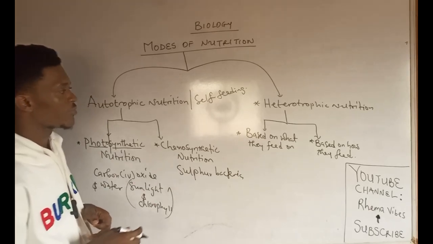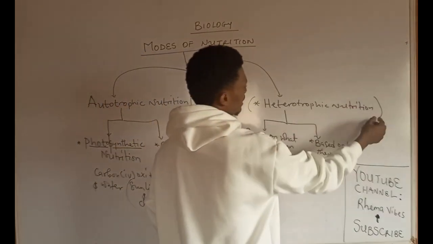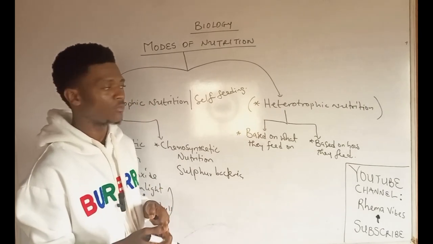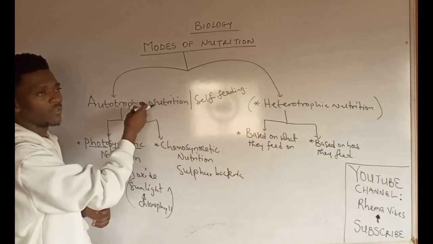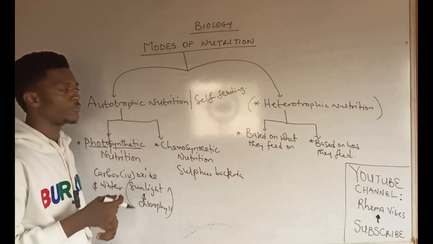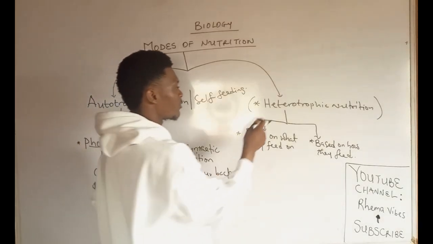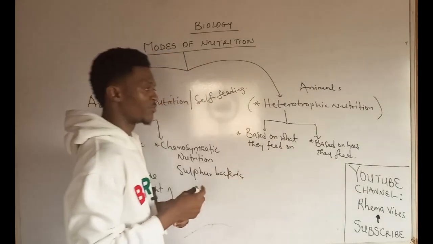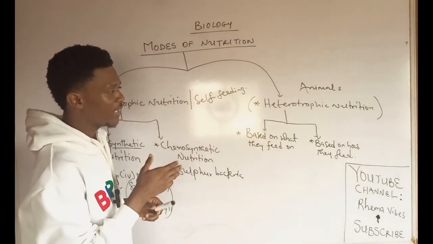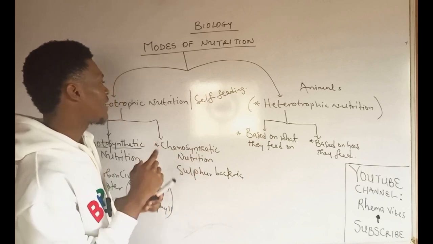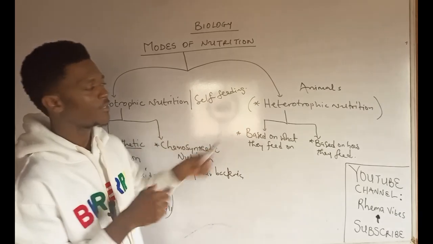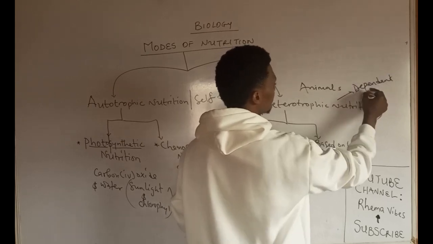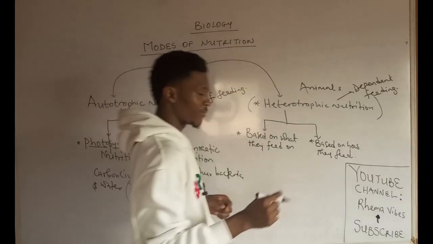Then looking at heterotrophic nutrition, this one talks about animals, because heterotrophs are simply organisms or animals that are unable to manufacture their food, hence they depend directly on the plants, meaning the autotrophs, for their food. So it's a kind of animal nutrition. Initially I told you that autotrophic nutrition has to do with self-feeding, so I can say that heterotrophic nutrition has to do with dependent feeding, meaning they depend on autotrophs for their food.